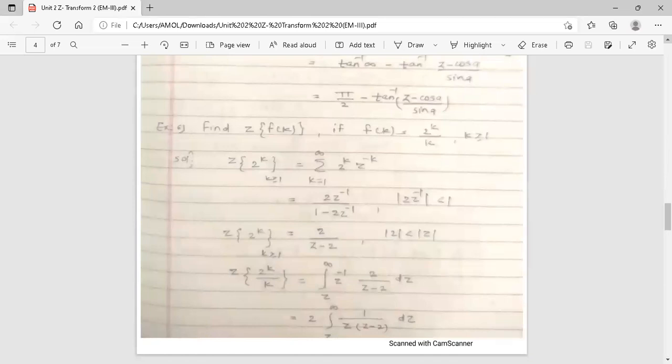Find the transform of f of k, where f of k is equal to k, for k greater than or equal to 1. You first find the transform of the sequence, and then using the division by k property, you get the transform of this f of k.